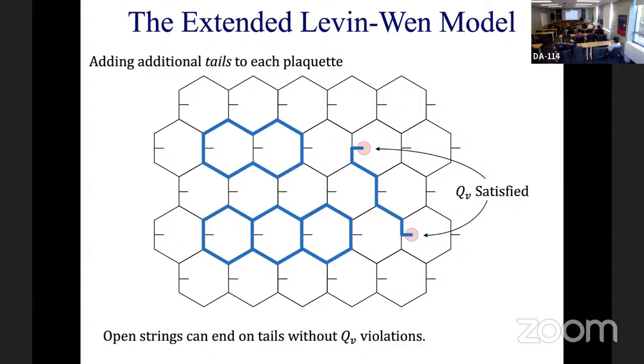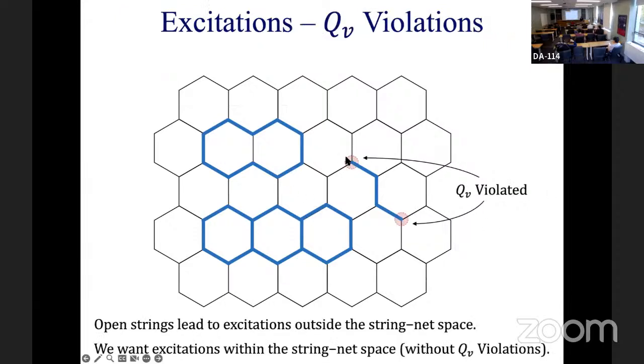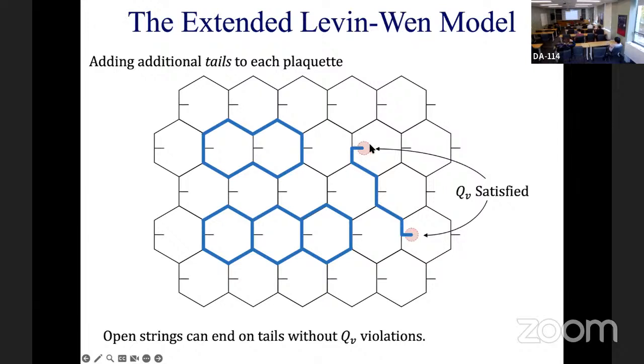And when we do that, if I just go back, you can see that if I have strings that are ending on vertices, if I add tails next to them, I can effectively nudge this excitation into the tail like this. And when I do that, I have basically gotten rid of my QB violations, because a single tail is just sticking out without having anything coming to it. So whereas the bottom of the tail is a vertex, the end of it is not a vertex. So I can actually have a single thing coming out. So I can create my excitations at these open tails while staying within the stringed space.